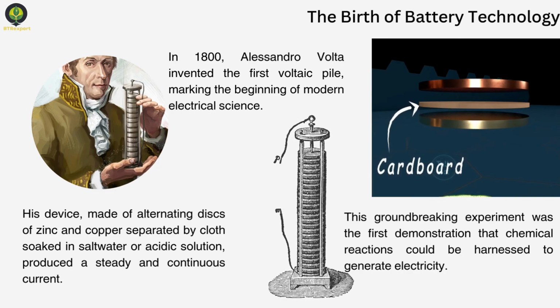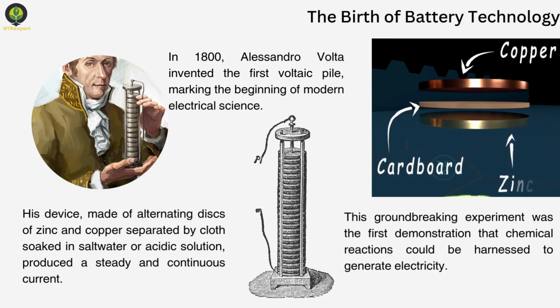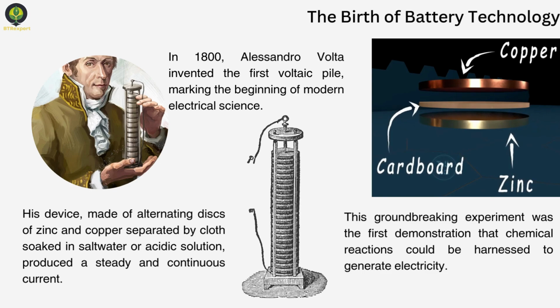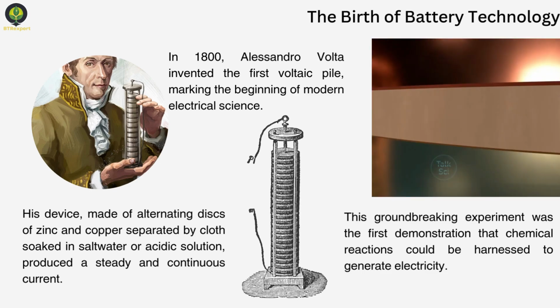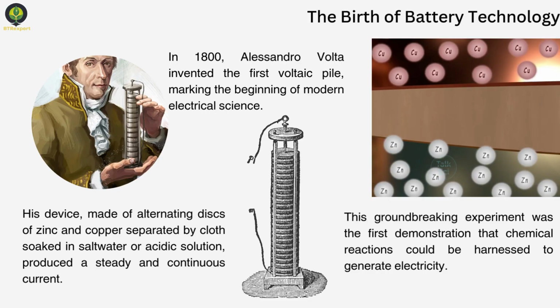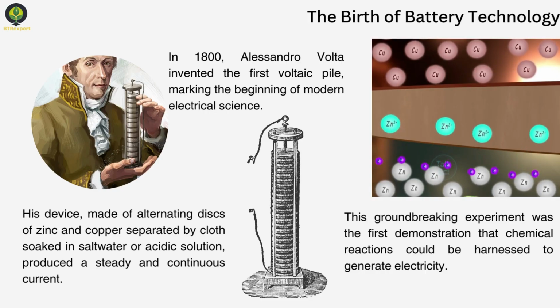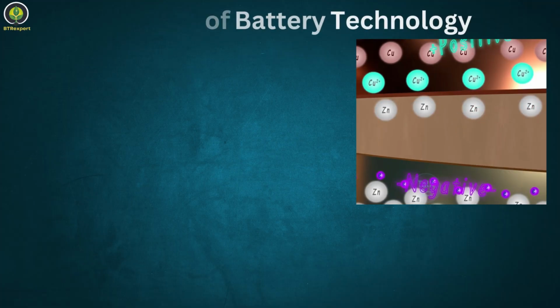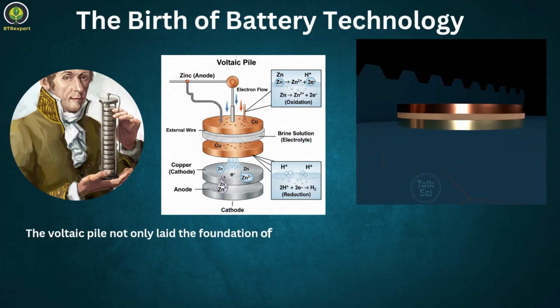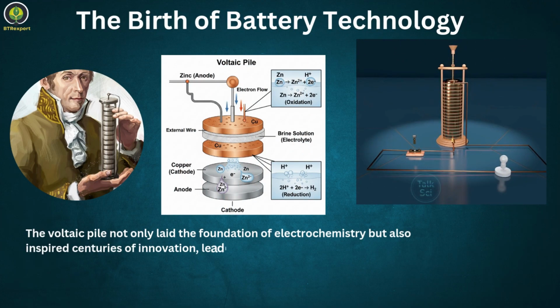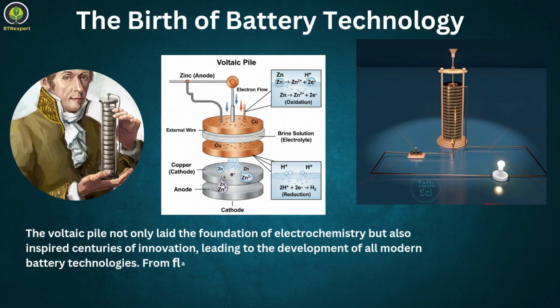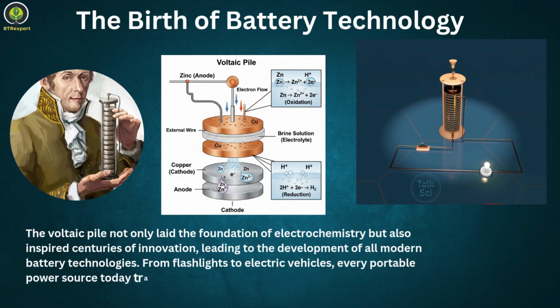The story of batteries begins in 1800 with Alessandro Volta. His invention, the Voltaic pile, demonstrated for the first time that chemical energy could be transformed into electricity. The pile consisted of alternating zinc and copper discs, separated by cloth soaked in salt water or acid solution. These layers created a continuous flow of electrons, generating a steady current. This simple yet revolutionary device laid the groundwork for modern electrochemistry and all battery technologies we use today.